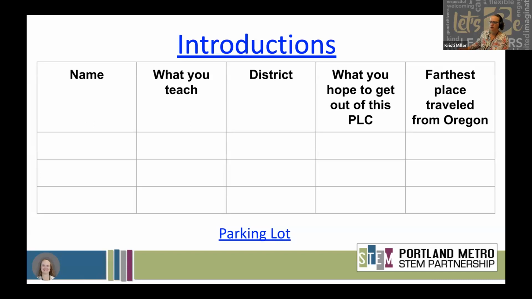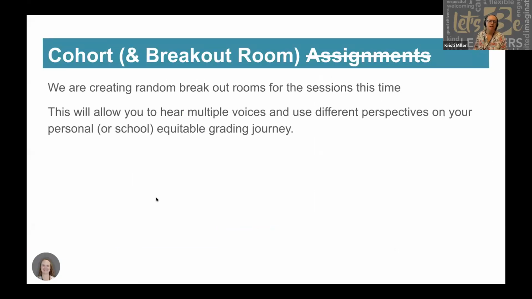If we go to the next slide, you'll notice I crossed off the word assignments here. Last time we did some assignments, and we're just going to go rogue today and do some random selection of assignments for breakout rooms, just so we can mix it up a little bit. We'll be doing this throughout our PLC time together. We're not going to always stay in the same group. We had mixed feedback about that last time. Some people really wanted to work with the same people every time, and others said, I talk to my colleagues every day, and I'm really interested in hearing from other folks from other districts. So we'll try to mix it up each time so we have that variety in terms of experiences.